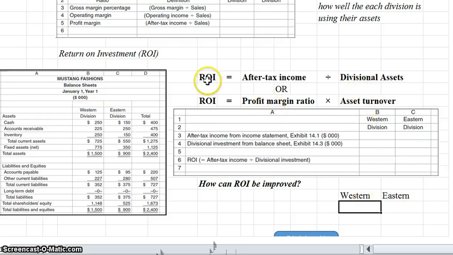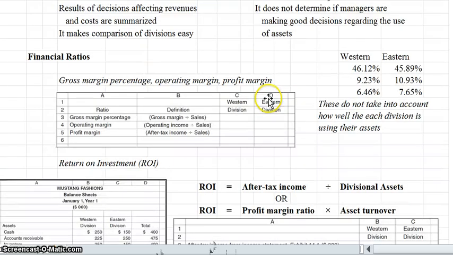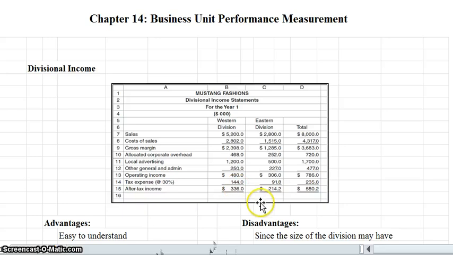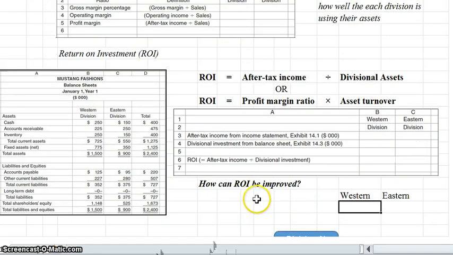So for the ROI, we're going to use the after-tax income. So for Western, that was $336. So they're able to generate $336 based on total invested assets of $1,500. So they're able to generate a return of 22.4%.